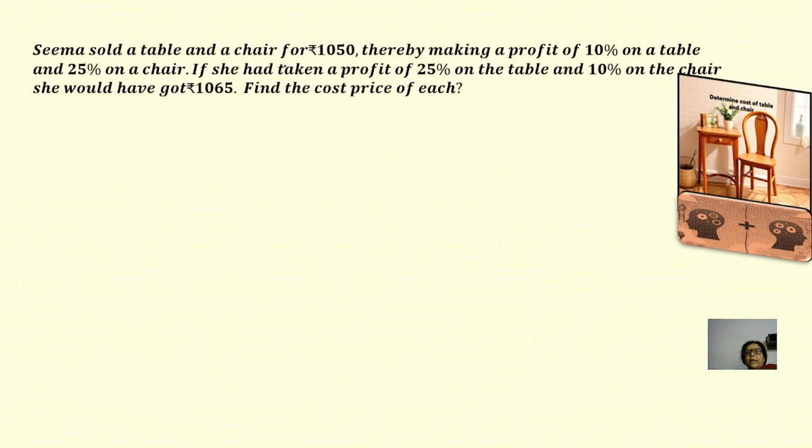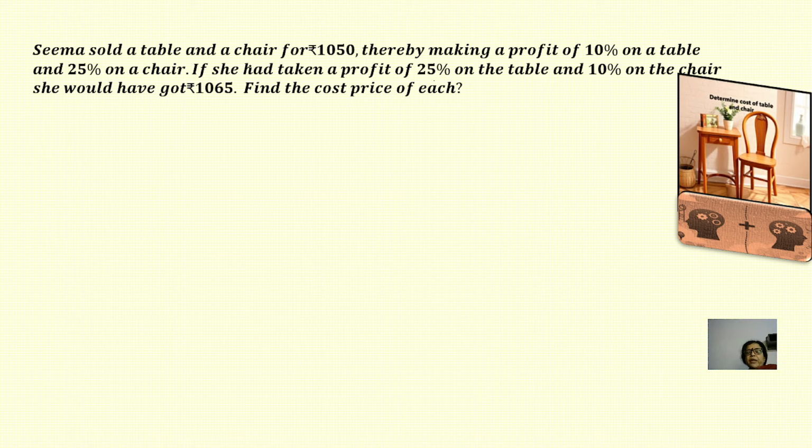So this girl is selling a table and a chair. This is the selling price 1050. And in the second case, this is the total selling price. So that you need to understand. In the first case, she makes a profit of 10% on the table, and for the chair, she makes a profit of 25%. In the second case, she makes a profit of 25% on the table and 10% on the chair.